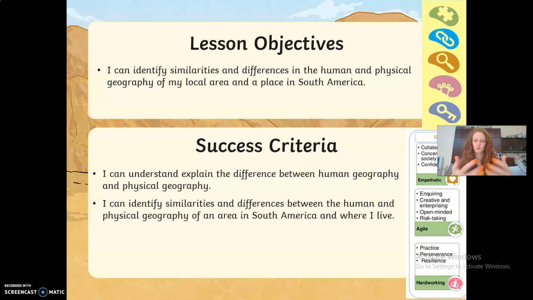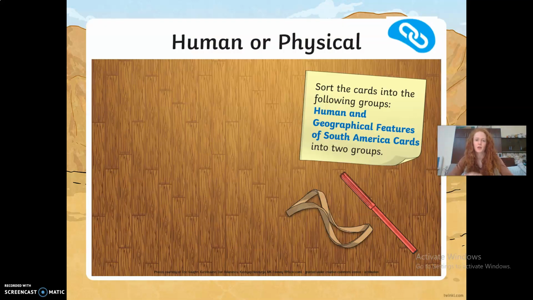Success criteria. How will you know that you reached the objectives or that you were successful in this lesson? You will be able to understand and explain the difference between human geography and physical geography. And you will be able to identify similarities and differences between the human and physical geography of an area in South America and where you live. Okay, so comparing South America to the UAE.